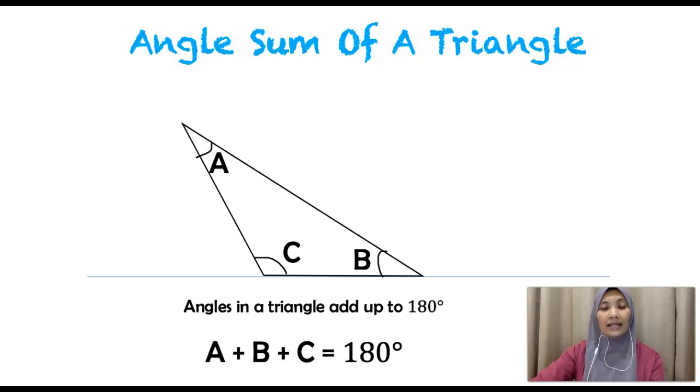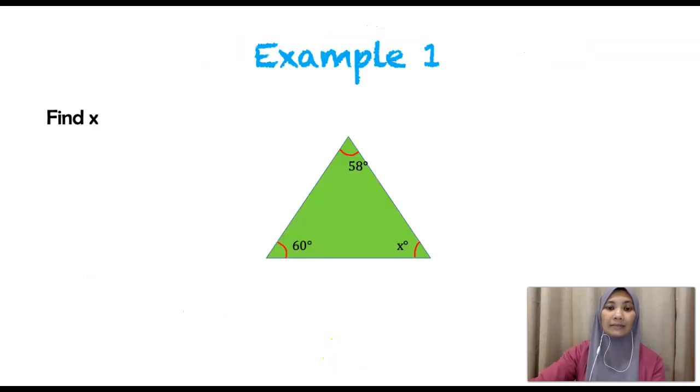So now, let's have a look at a couple of examples. How can we apply this angle rule? First example, we need to calculate the missing angle. Given that the first angle is 60 degrees, the second angle is 58, and the third one is the unknown angle.